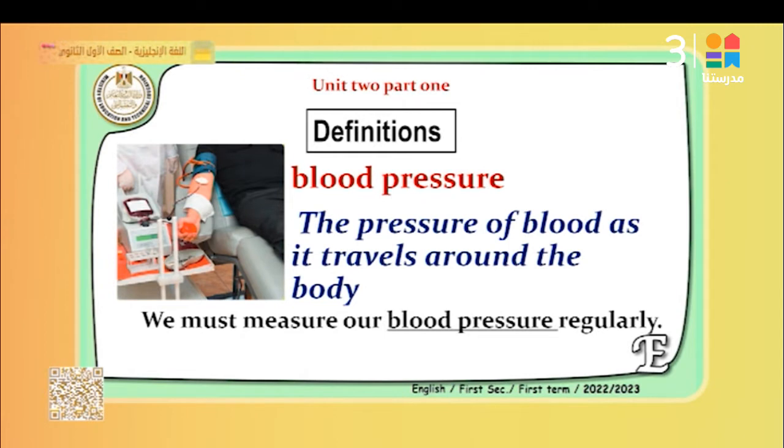We have another word, the word blood pressure. Look at the picture. What is this man doing? He is checking his blood pressure. What is the blood pressure? It means the pressure of the blood as it travels around the body. So we must measure our blood pressure regularly. طبعا blood pressure اللي هو ضغط الدم.